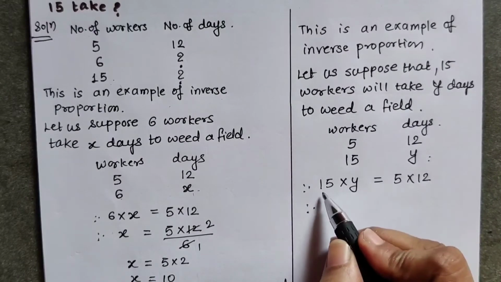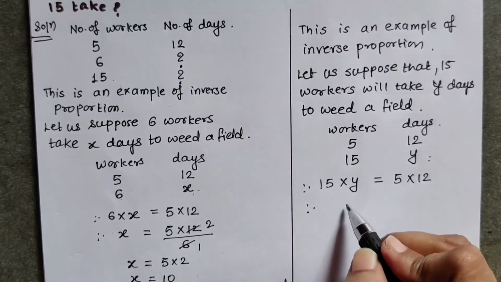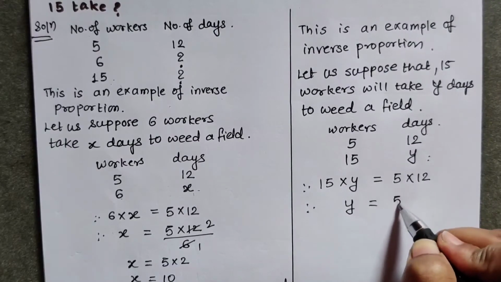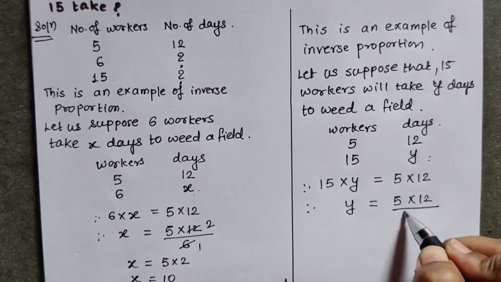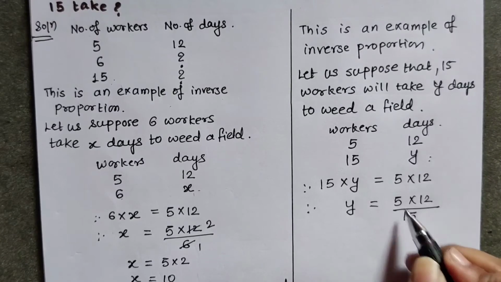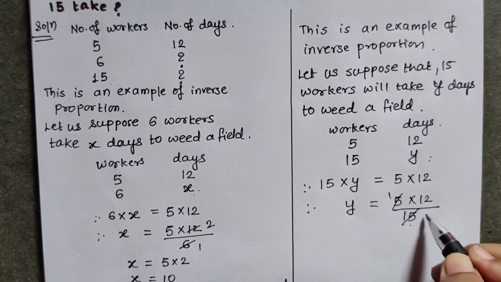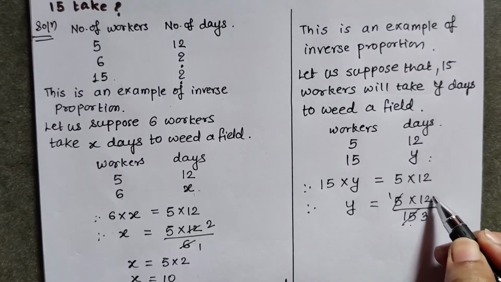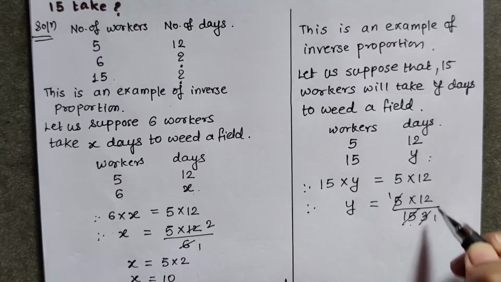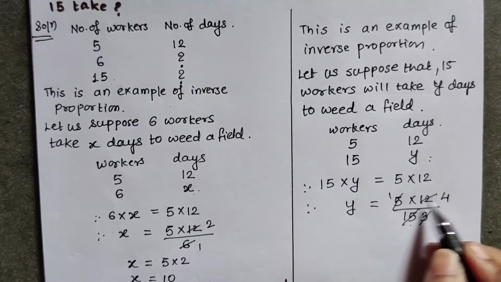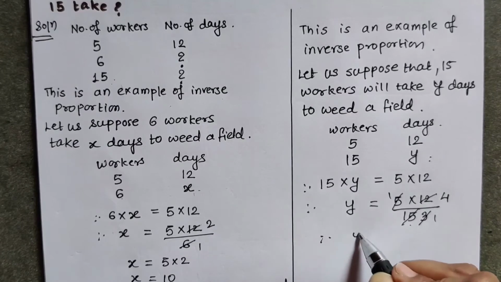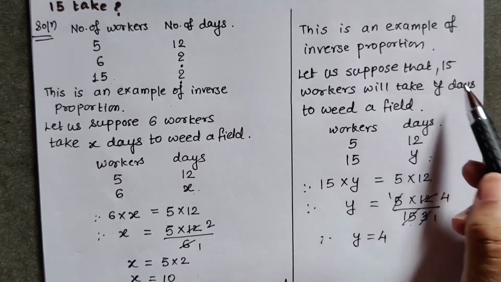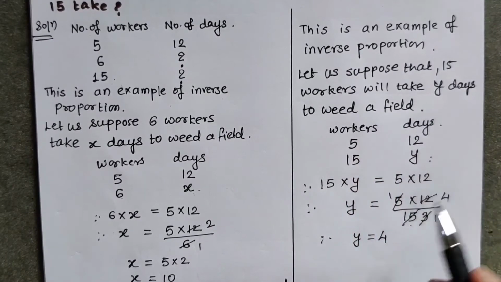Now I am going to transfer this 15 to the right hand side. Y is equal to 5 multiplied by 12 upon 15. We can cancel this 15 by 5. 5 ones are 5, 5 threes are 15. This 12 also can be cancelled by 3. 3 ones are 3, 3 fours are 12. So what is remaining? Only 4 is remaining. Y is equal to 4. That means 15 workers will complete the work in 4 days.